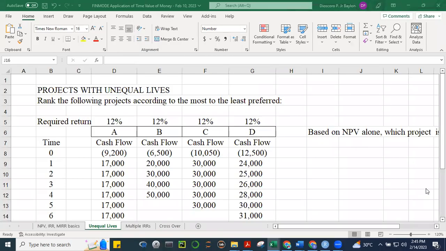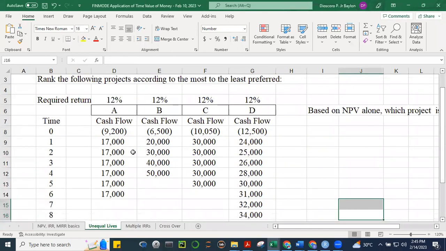Okay, good afternoon. So let's continue our discussion on applications of the time value of money. One application is when you're comparing projects that are mutually exclusive, which means that you have to choose only one. However, the projects have different time frames.